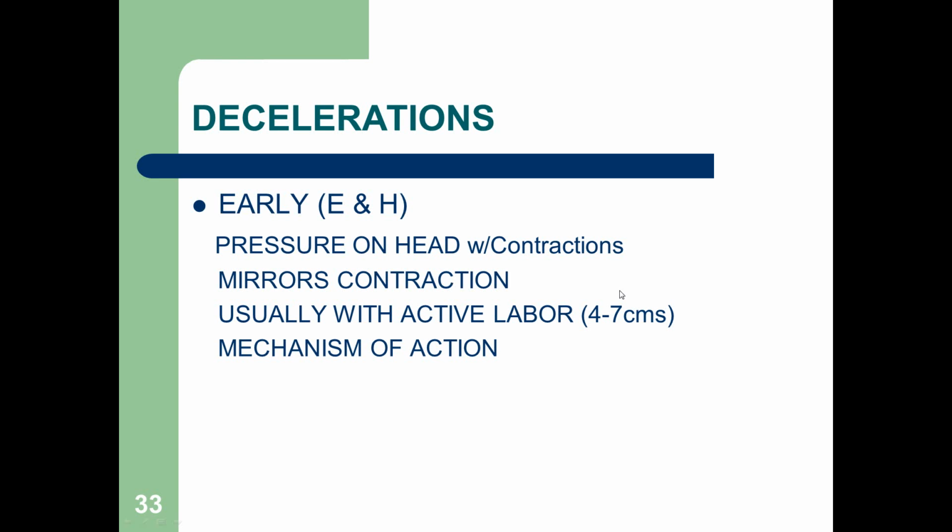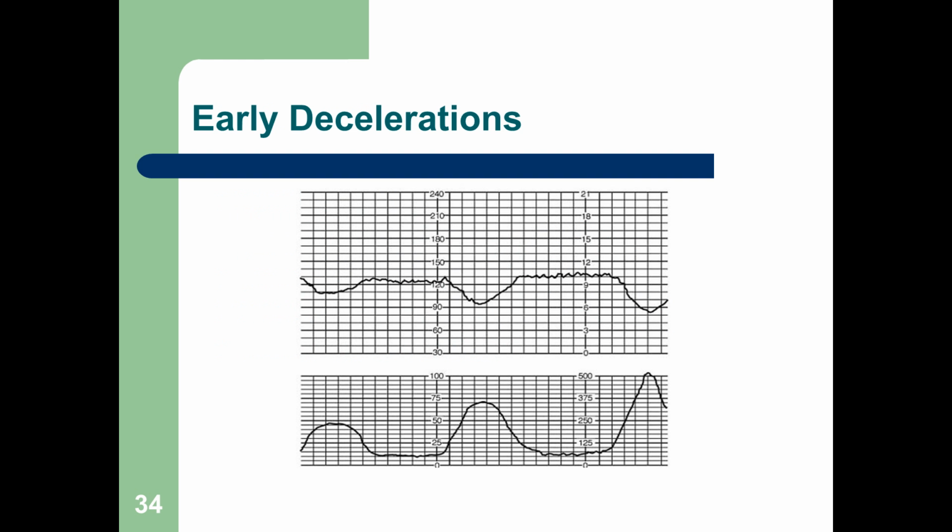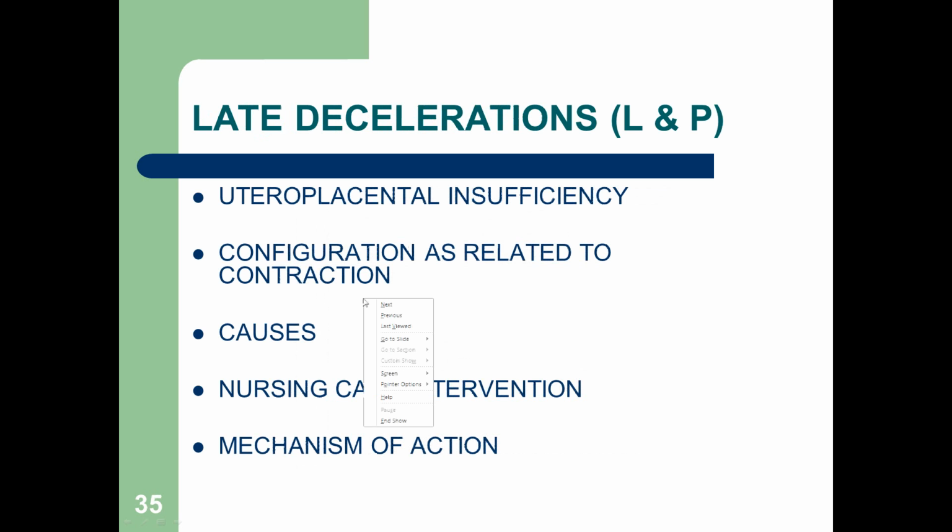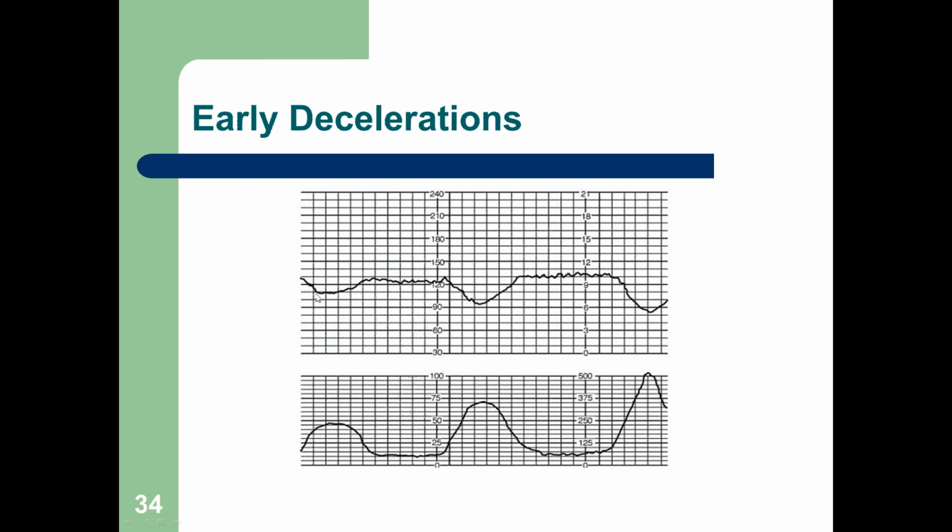Alrighty. So that's your early decels. It's usually due to pressure on the head with the contractions. So that's usually due to the contractions, all right? And there's your early, okay? We've got a deceleration, and it's, whoops, let me go back. Okay, we got it. The heart rate's decelerating right here, and it mirrors the contraction. Can you see that? That's the contraction, and it's a mirror image.